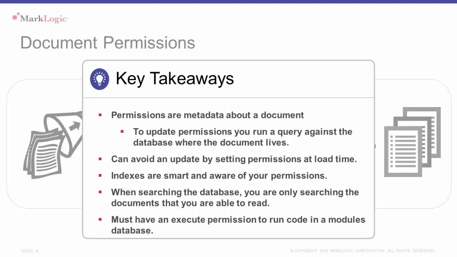Let's take a minute to review some of the key takeaways that we saw in these examples. First, permissions are metadata about a document. You can update them, but you could avoid that update by setting permissions when you load the document the first time. Indexes are smart. They're aware of your permissions. And when you search the database, you're only searching the documents that you are able to read. And finally, you must have an execute permission in order to run code stored in a modules database.